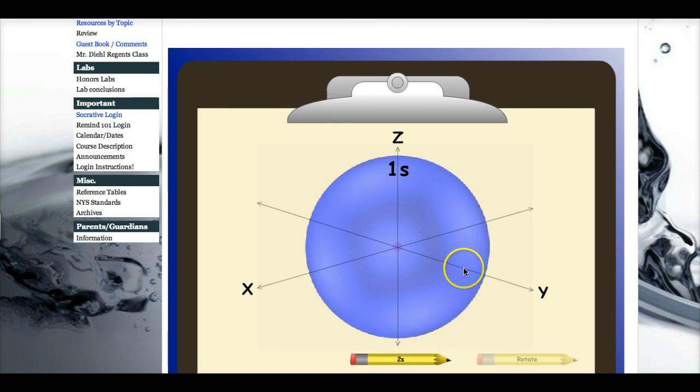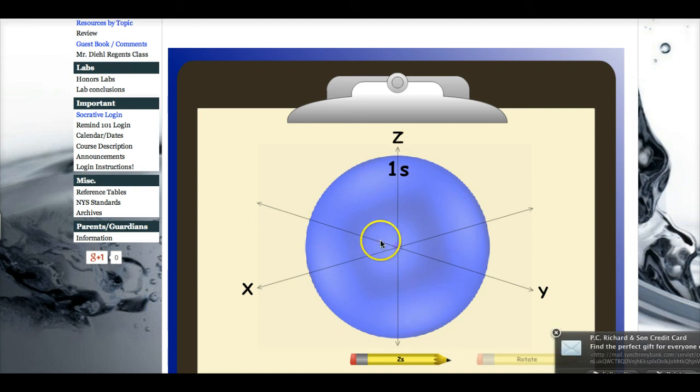However, the most probable location of that wave, however you want to think about it, is toward the edge, but it can exist anywhere in this circle, of course, including the middle. The X, Y, and Z represent just different planes of dimensions. Z is up and down, and these are different directions.